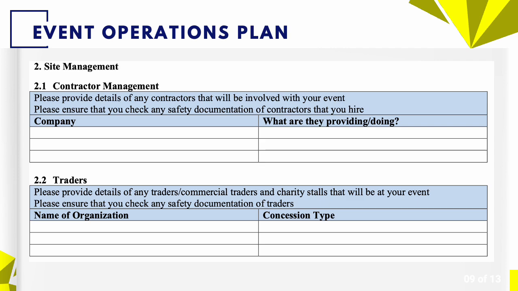Okay, these are the site management and the contractor management: list the companies of your contractors and what they are providing or doing for you. Then the traders: please provide details of any traders or commercial traders and charity stalls that will be at your event, and please make sure that you check any safety documentation of the traders. So, the name of the organization and the concession type.